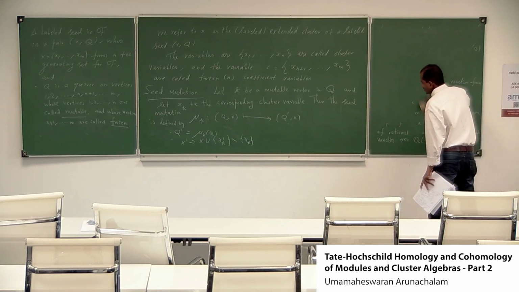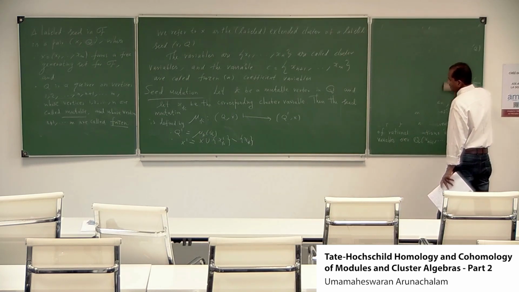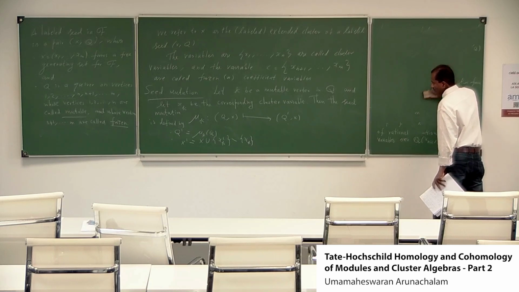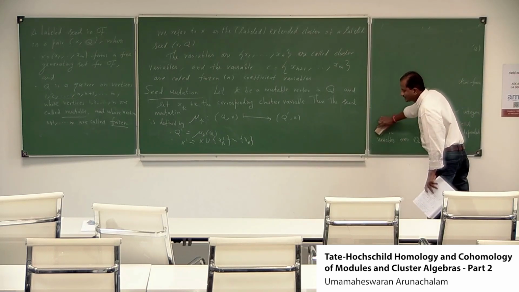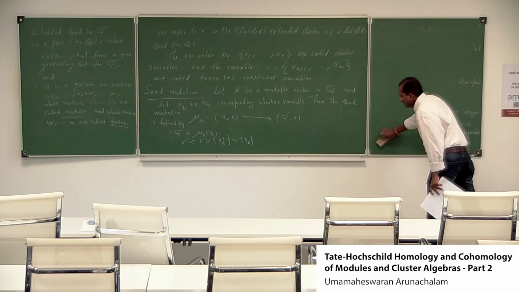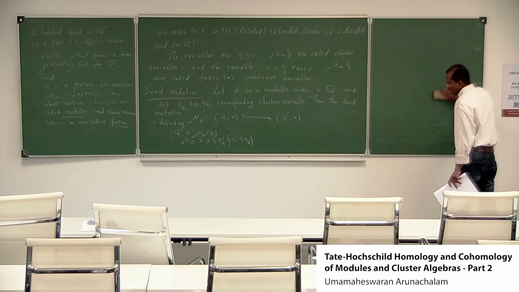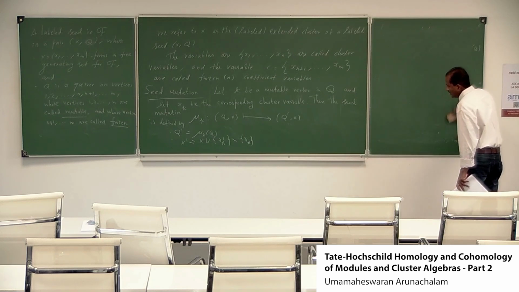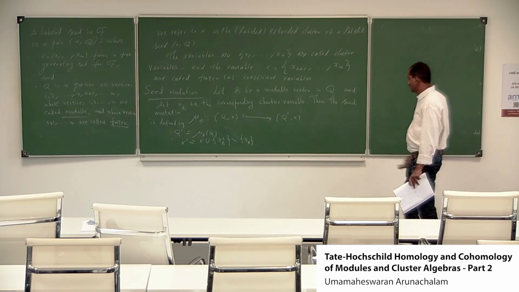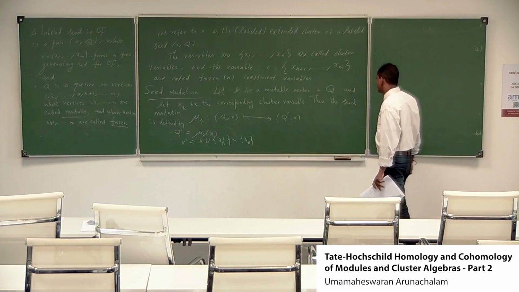In seed mutation, we take k to be a mutable vertex in Q, and let xk be the corresponding cluster variable. Then the seed mutation is defined by mu k. Mu k is a mapping from Q into Q dash. Our Q dash is mu k of Q, and x dash is x union the set of all xk dash minus xk.